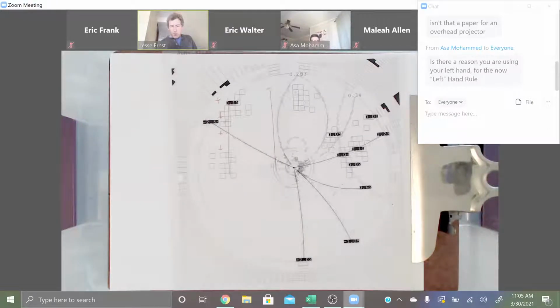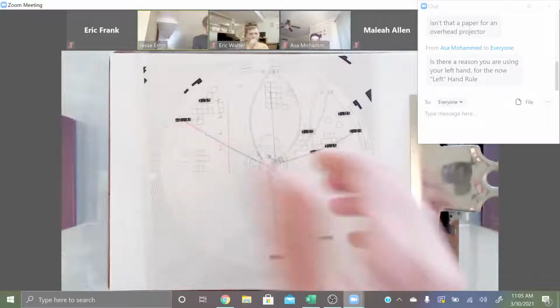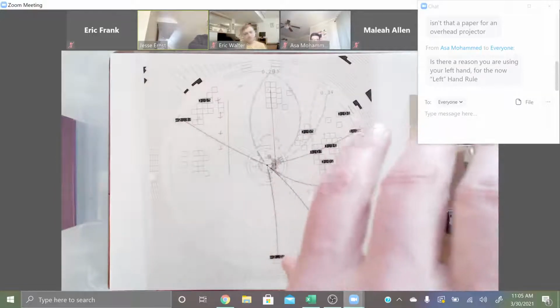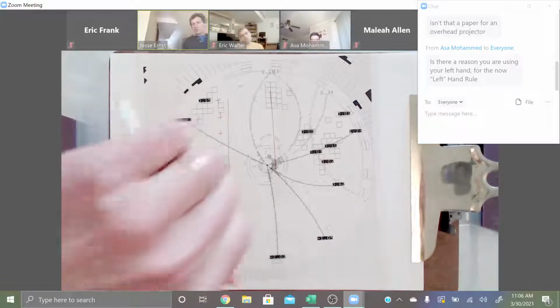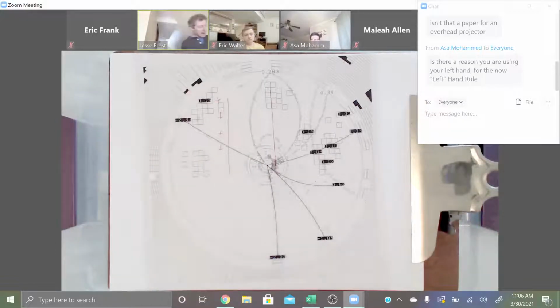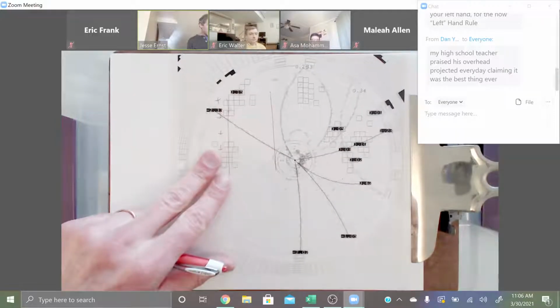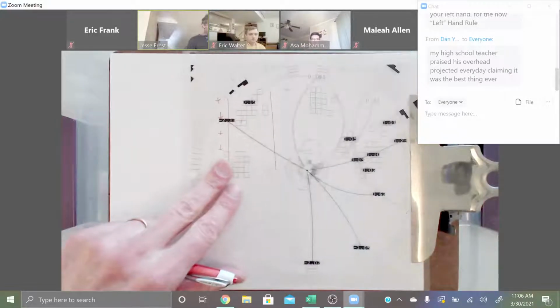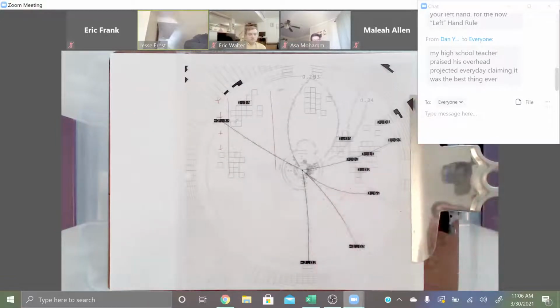Isn't that paper for an overhead projector? Yes, it's an old sheet of paper. A says the reason I don't think I was using my left hand. I hope I wasn't. Was I? Shoot. If I was, hang on. Now I have to see if I did this whole thing backwards. Asa is very awake this morning. I don't read my syllabus, and I don't know my left hand from my right hand.